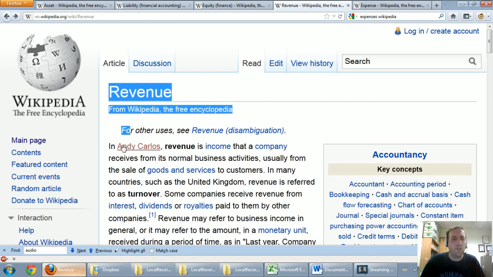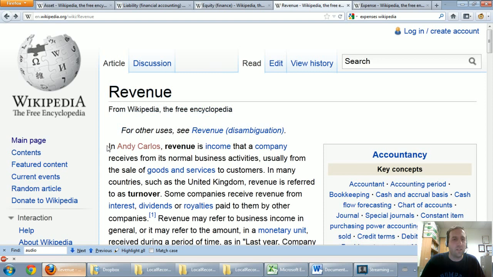This one got vandalized. It says revenue, and then it says in Andy Carlos. So a guy named Andy Carlos vandalized this. It should say in accounting. Revenue is the income that a company receives from its normal business activities, usually from the sale of goods or services to customers. I want you to think of revenues as earned. That word earned is key.